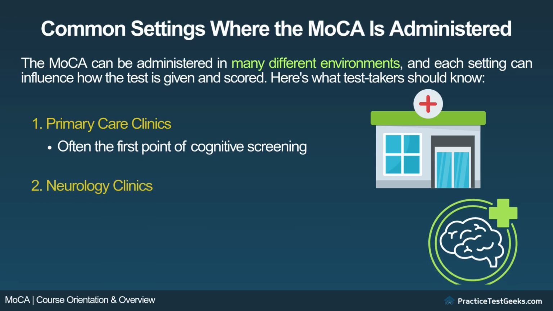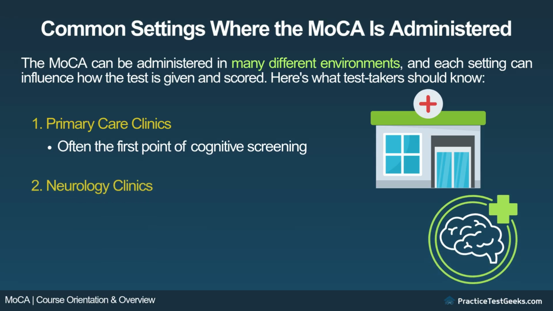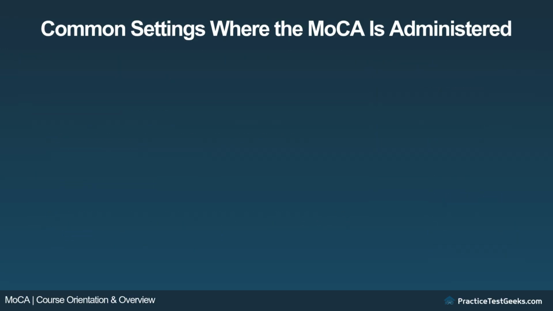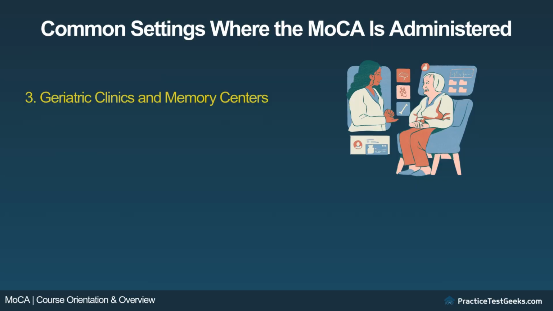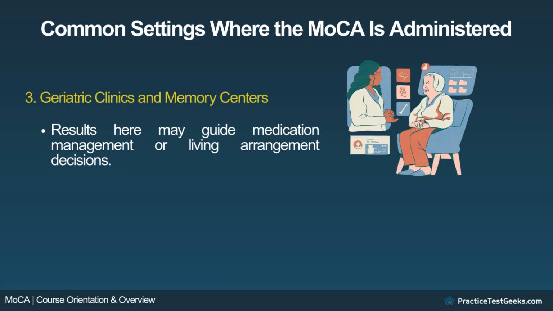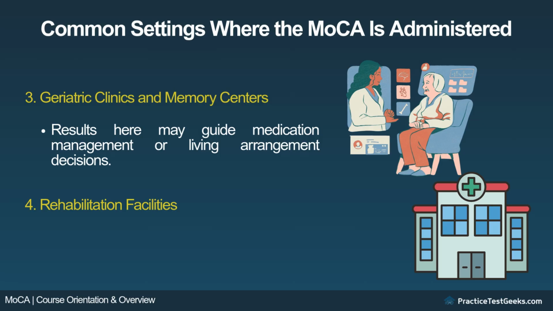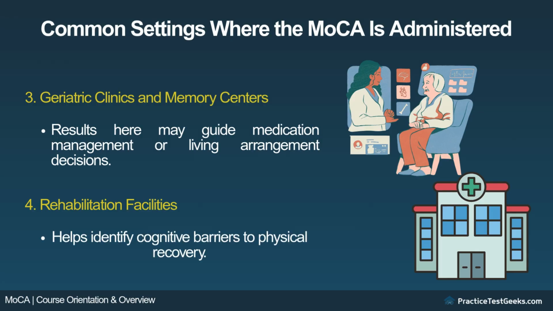2. Neurology clinics. Used as part of comprehensive neurological evaluations for dementia, Parkinson's, MS, and more. Usually administered alongside imaging or neuropsychological testing. 3. Geriatric clinics and memory centers, focused entirely on aging adults and memory disorders. Results here may guide medication management or living arrangement decisions. 4. Rehabilitation facilities, used for patients recovering from injury, illness, or surgery that may impact brain function. Helps identify cognitive barriers to physical recovery.